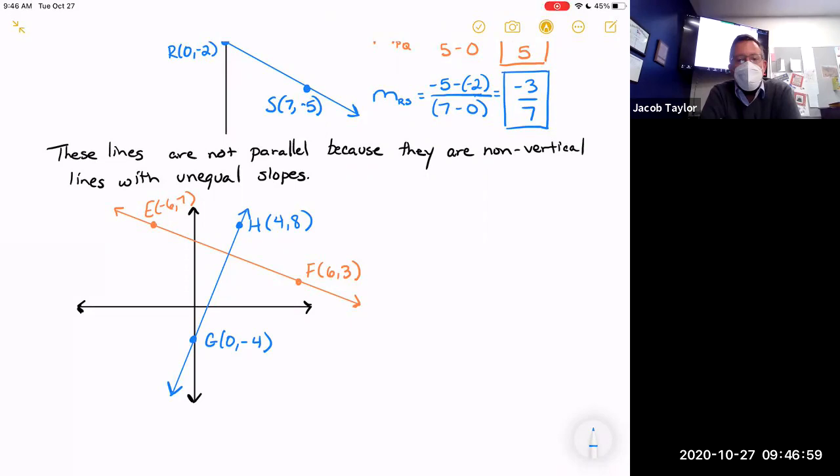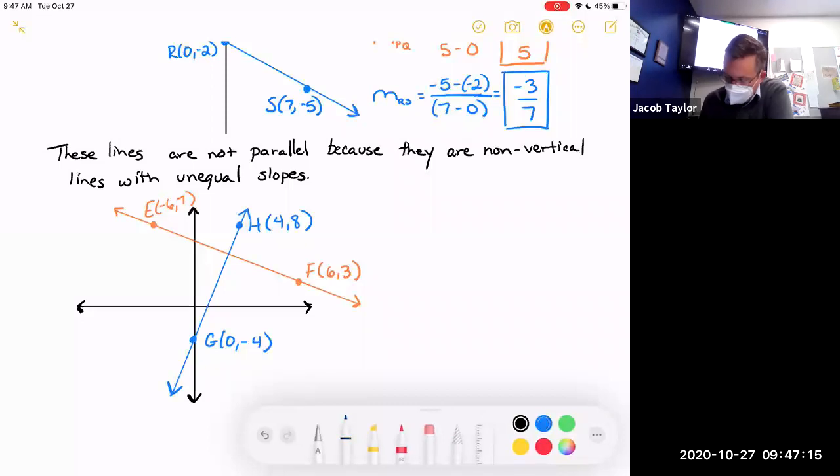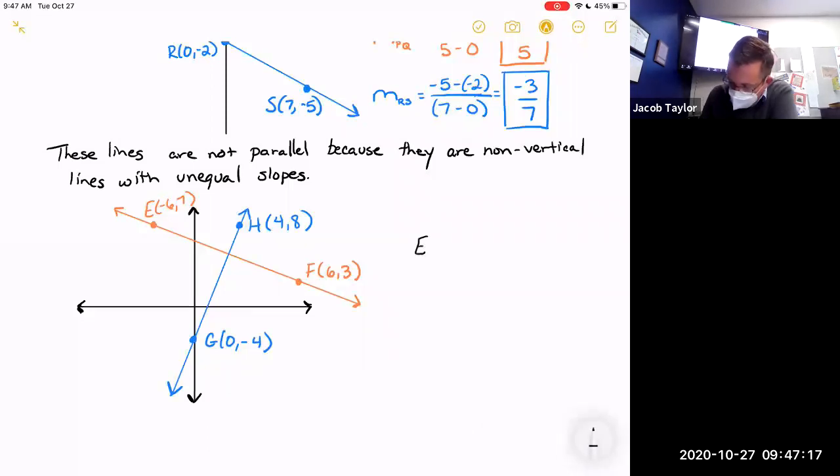What did they do that automatically makes these non-parallel lines? They cross, exactly right. These two lines intersect, that means they're not parallel. These lines are what are called perpendicular. So line EF, Zane says they're perpendicular, he's right.